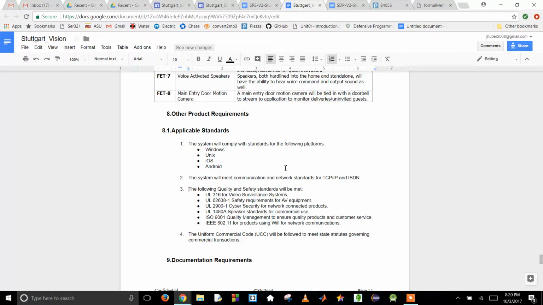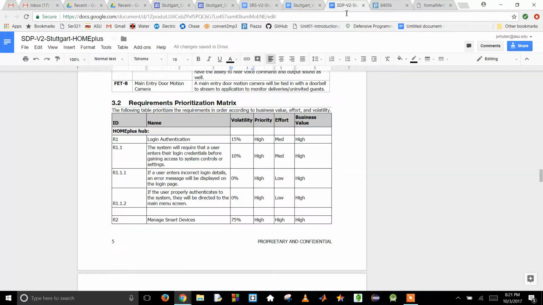Our next review consideration was with our vision document, where we were asked to expand on our applicable standards. You can see that we have expanded on those from last week. Last week we simply stated very simple applicable standards. Moving on to our final review consideration.